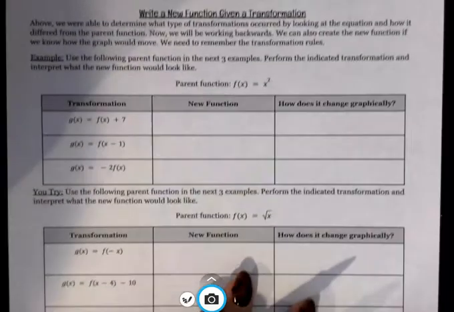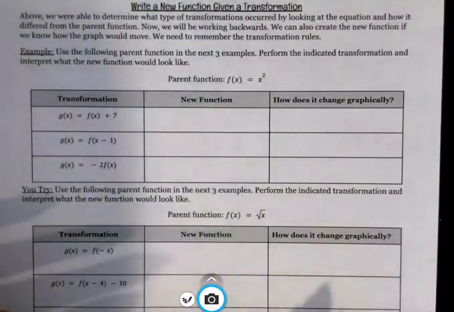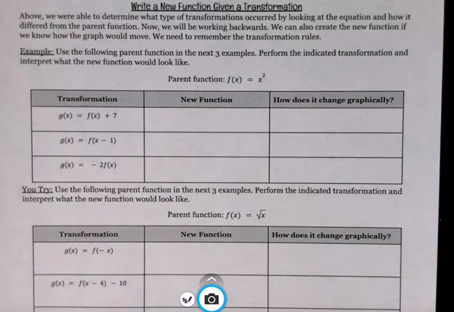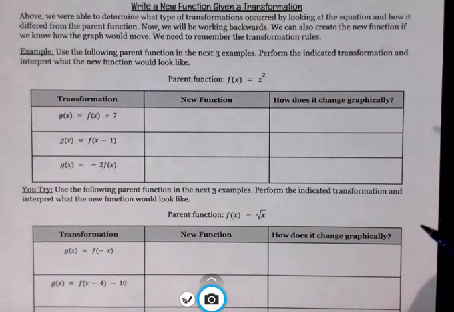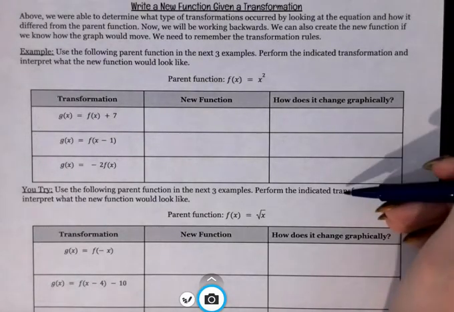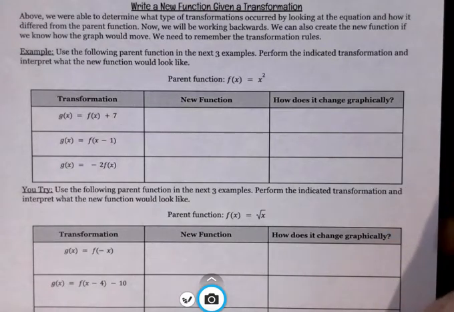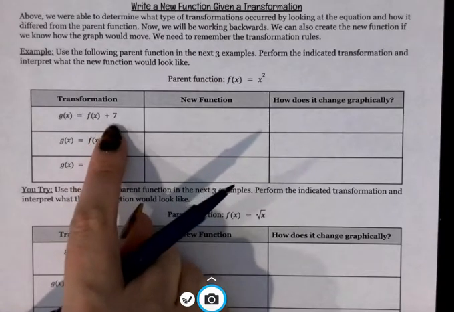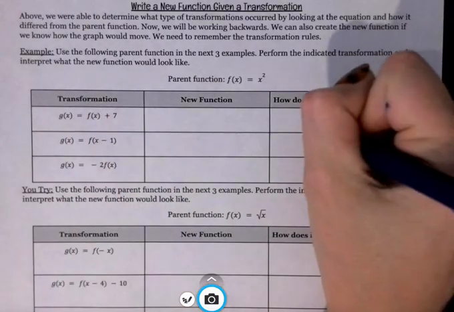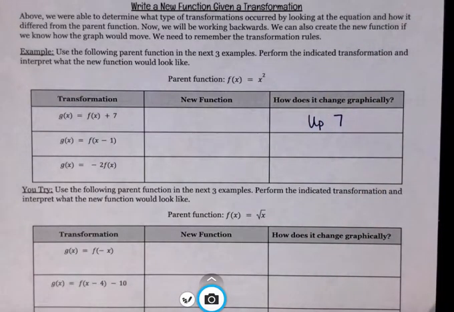So at the bottom, I'm going to go through the first box and I'm going to leave the bottom one as your U try. So I have the given parent function, f of x equals x squared, and I want to use it for the next 3 examples. So I need to perform the indicated transformation and interpret what the new function would look like. So I think how it changes graphically is the easier column to do first. So looking at this one, I notice I have plus 7 on the outside. So that means it is going to go up 7 units.